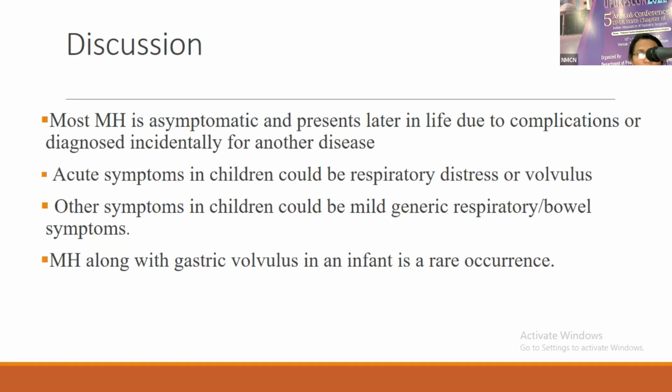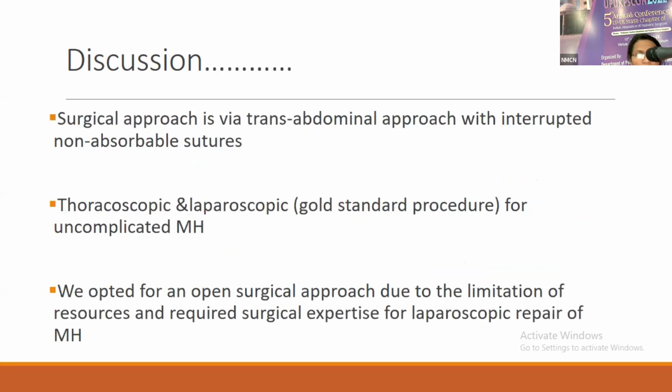Most cases are asymptomatic and present later in life due to complications, or they are diagnosed incidentally during evaluation of disease for some other purpose. Acute symptoms in children could be respiratory distress or volvulus. Other symptoms might be mild respiratory tract infection or mild GERD type of symptoms. Morgagni hernia with gastric volvulus in an infant is a rare occurrence.